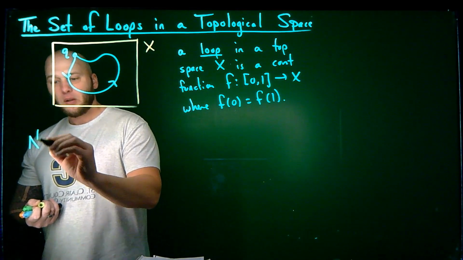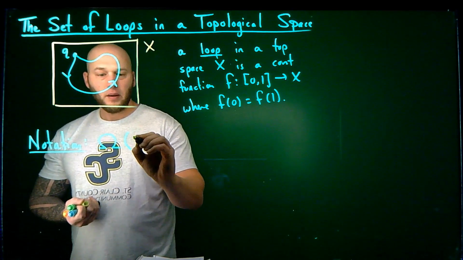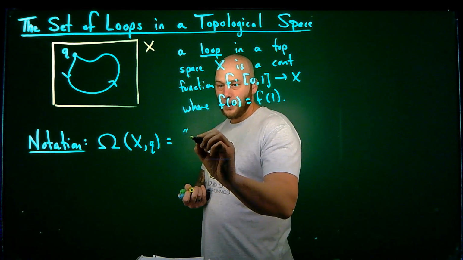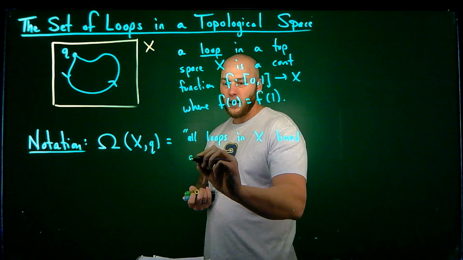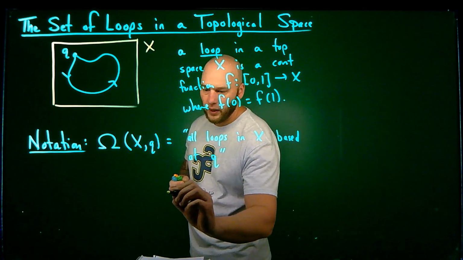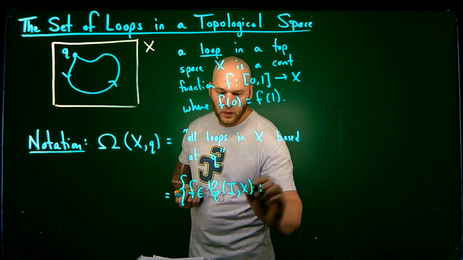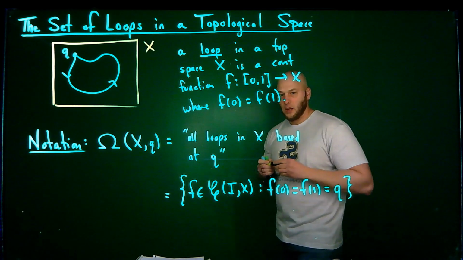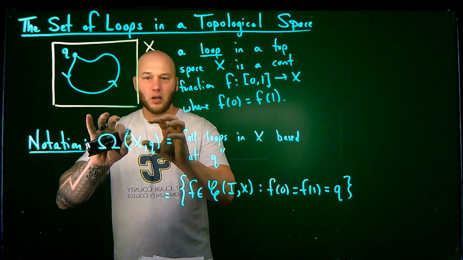Therefore, let's introduce some notation. Omega_X,Q is going to be, let me write this out in words first, the set of all loops in X based at Q. When I say it's based at Q, Q is the starting and the ending point, and therefore we can write this more formally as the set of all continuous functions f from I to X such that f(0) = f(1) = Q. So this is the concept behind a loop in a topological space, and in this video we are going to be concerned with the entire set of those.